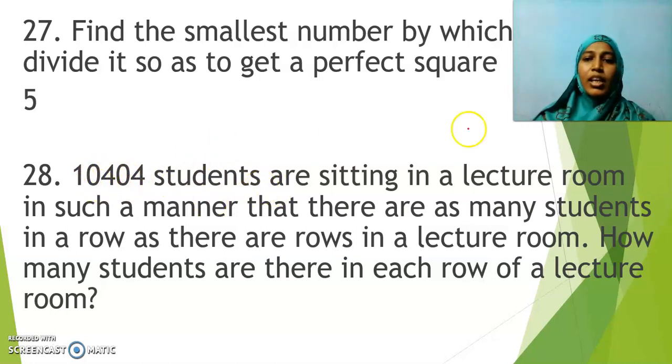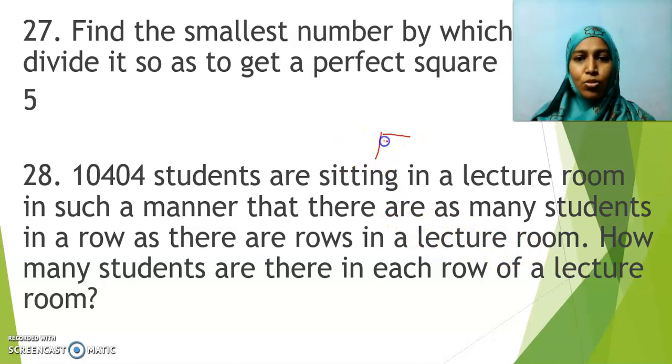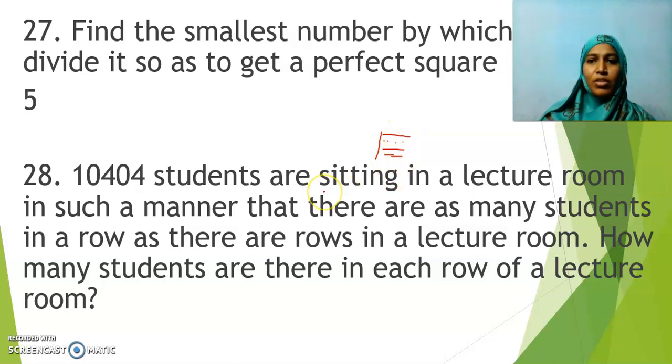10,404 students are sitting in a lecture room in such a manner that there are as many students in a row as there are rows in a lecture room. Again, it is a square because if there are 4 students, I will have 4 rows. If there are 5 students in first row, there will be 5 rows. So again, it forms a square. So we find the square root of 10,404 students, and the answer is 102. You can use long division method or prime factorization method.